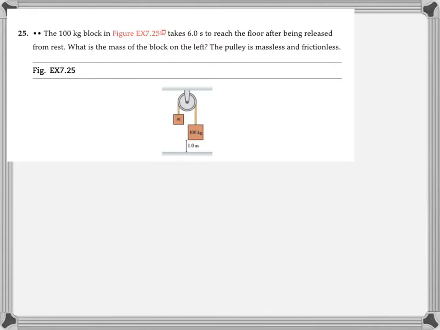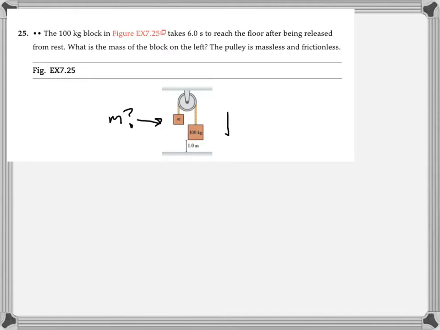So notice that the 100-kilogram block is 1 meter above the ground, and the problem says that it's going to take an amount of time equal to 6 seconds to reach the ground. So you have some information there about distance and the time it took the block to move that distance, and they're asking about the mass of this one over here. What is the mass of the block?